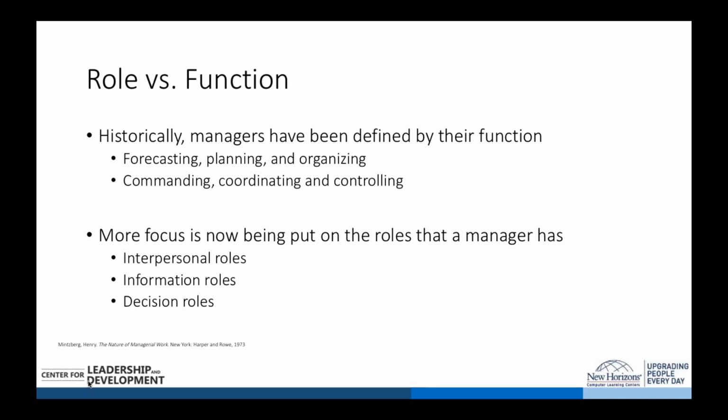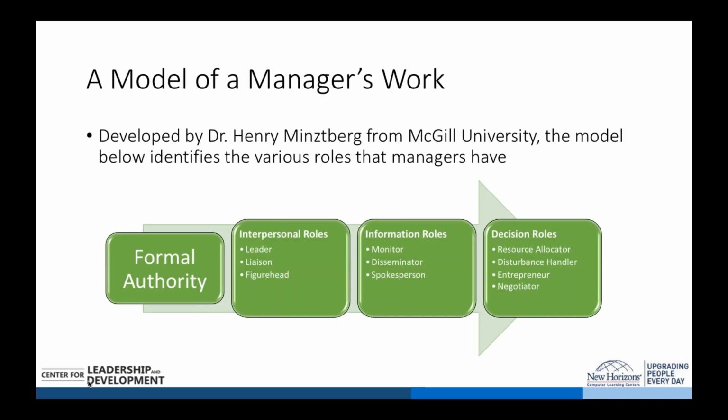as opposed to the functions that they actually perform. One way of looking at these roles is splitting it up into three major categories: the interpersonal roles, information roles, and decision roles. A guy by the name of Dr. Henry Mintzberg from McGill University built this model with a number of his grad students a few years ago. He sent his grad students out to just observe what managers actually did on a given day or a given week, and came up with these buckets of roles.